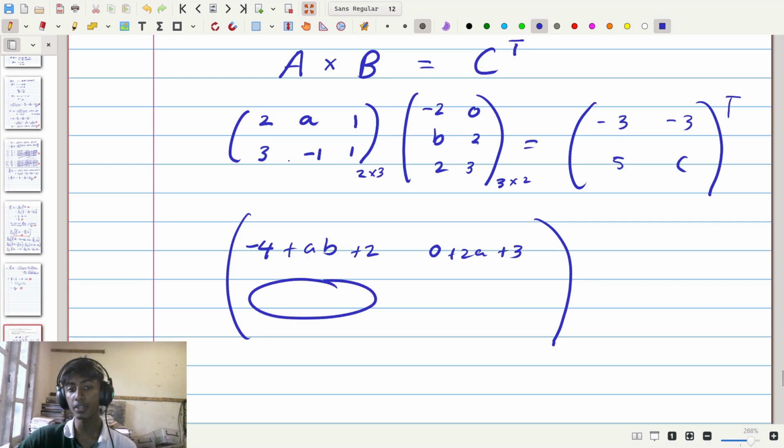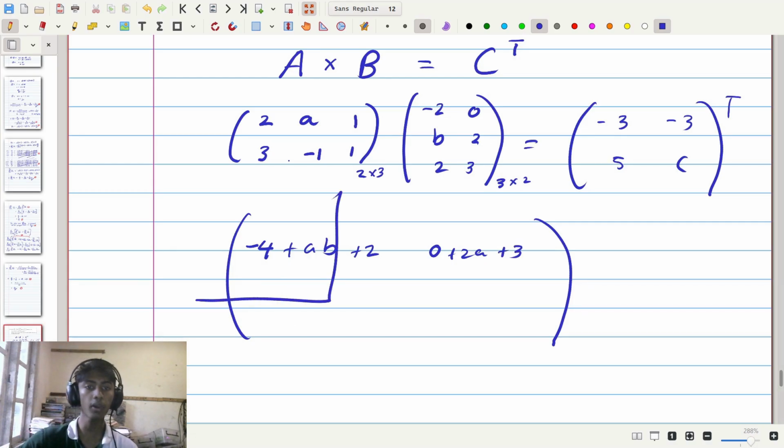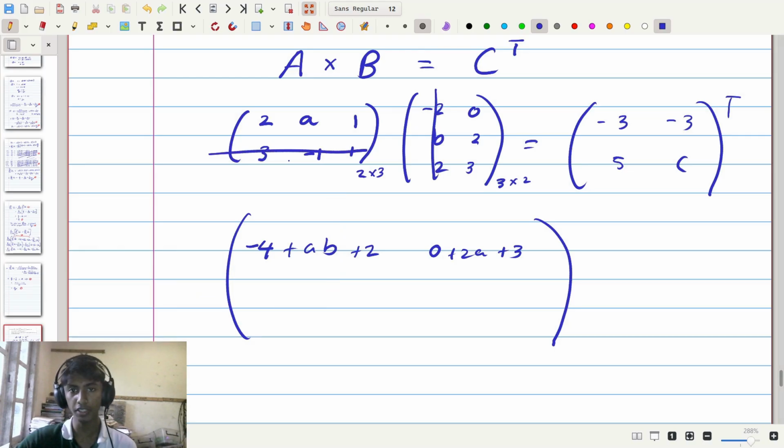Now for the next value here, which is in row 2 and column 1, we have to multiply row 2 of the first matrix by column 1 of the second matrix. Multiplying these two, the first value we get is 3 times negative 2, which is negative 6. The next value is negative 1 times B, which is negative B. And the last value is 1 times 2, which is going to be 2, so plus 2.